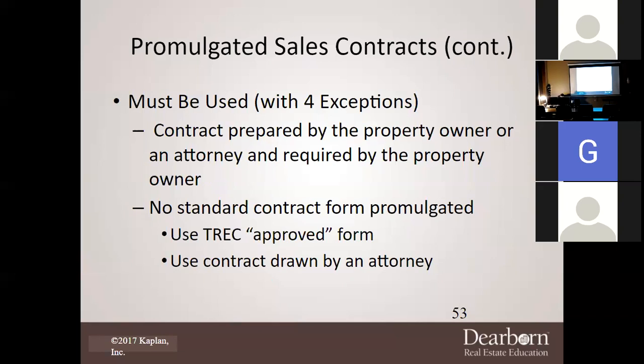Did I ever say up here that a broker or real estate agent can draft any forms? No. You should never draft forms.